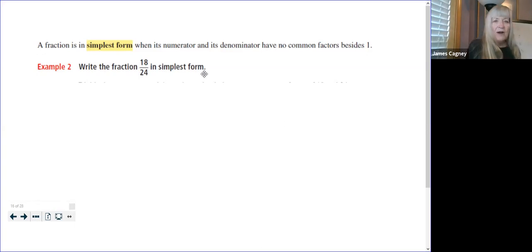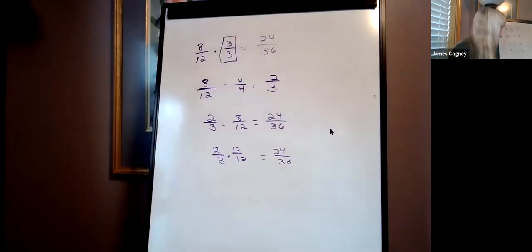I want you to find a number that divides into both 18 and 24 because I need to take any of the common factors out. So let me go to the whiteboard. It's always interesting to switch back and forth. Okay, let me do this one for you.